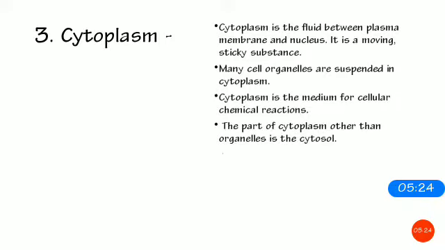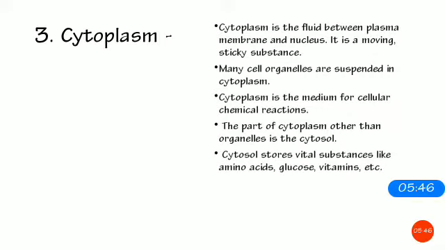matrix sort of thing. Now the part of cytoplasm other than organelles is called cytosol. If cytoplasm does not have any organelle in it, it is called cytosol. तो एक ऐसा साइटोप्लाज्म जहाँ पे कोई भी सेल ऑर्गेनल नहीं है, for example माइटोकॉन्ड्रिया, न्यूक्लियस, ये सारी चीज़ें नहीं हैं, तो उसको हम कहेंगे साइटोसोल. So cytosol stores vital substances like amino acids, glucose, vitamins, and etc.